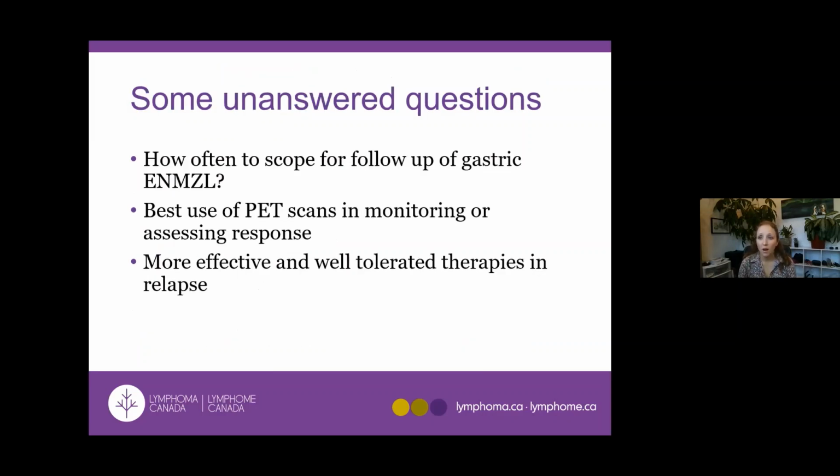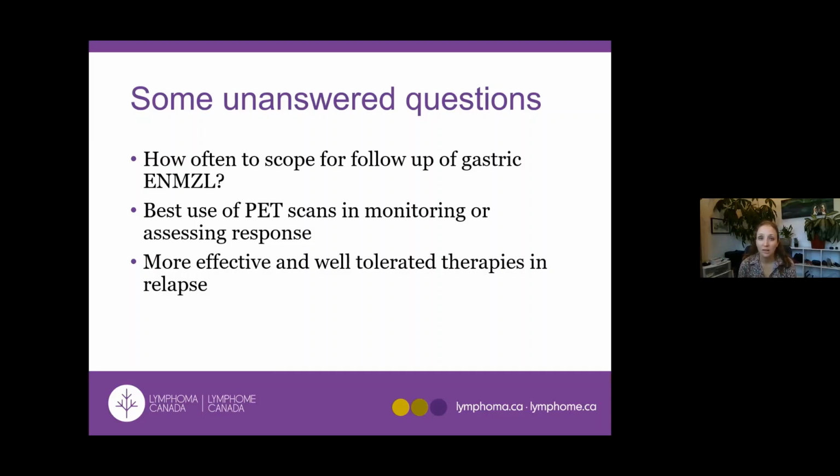There are still lots of unanswered questions that we can guess at, or hope we know the answer to, but that definitely deserve more study. For instance, a question I get asked a lot is how often we should be scoping gastric extranodal marginal zone lymphomas. There's not really a good guideline that says if you scope this often, you're going to prevent this, and this is worth the risks of each procedure. So it's kind of a gray zone, and part of it is availability of our gastroenterology colleagues.